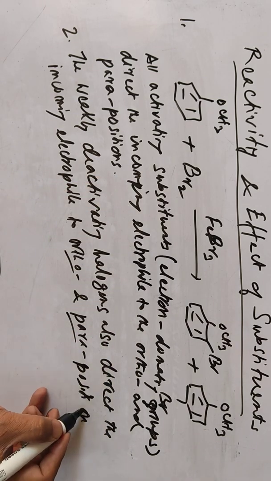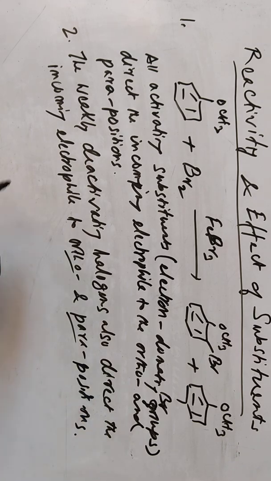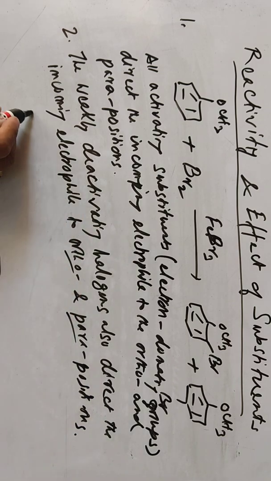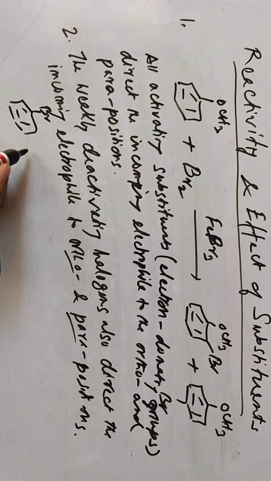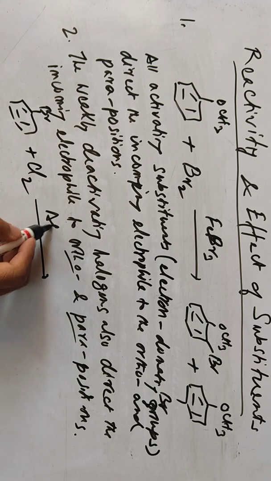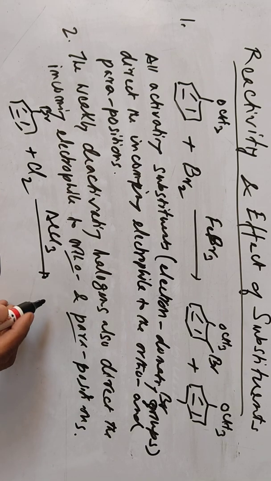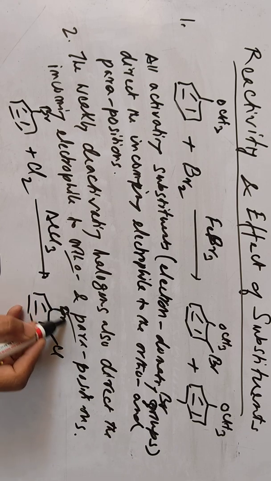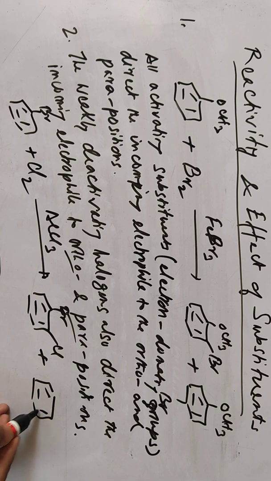For example, I am giving you an example here. Let's say this is bromine, and this bromobenzene reacts with chlorine in the presence of aluminum chloride. So halogenation takes place at the ortho and para positions. Here, chlorine will come to the ortho positions plus the para position. So this is another case: the weakly deactivating halogens direct the incoming electrophile to the ortho and para positions.